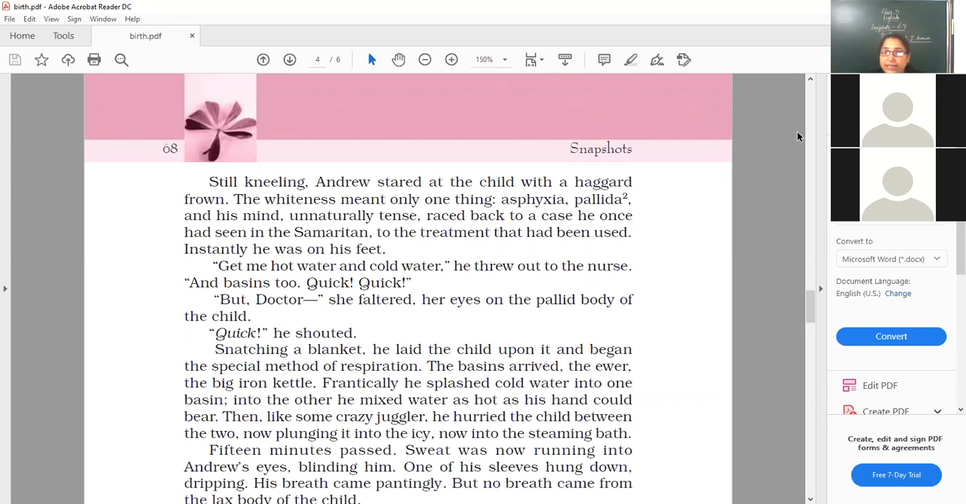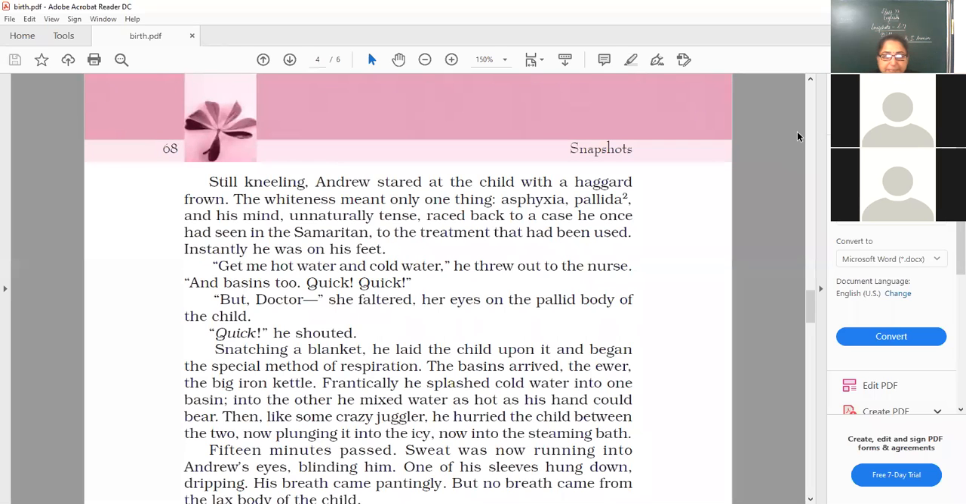Then, like some crazy juggler, like a magician, he hurried the child between the two, now plunging it into the icy, now into the steaming bath, once into the cold water and then into the warm water, then again into the cold and into the warm. Maybe he remembered this from one of his experiences, while seeing someone doing this during his study period.